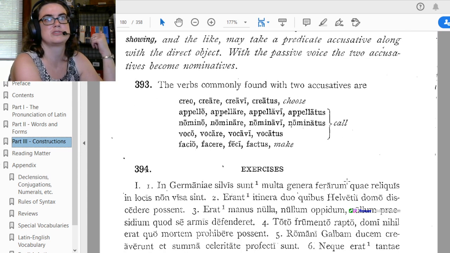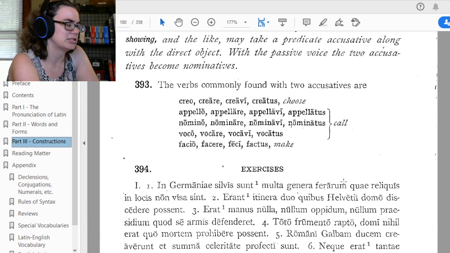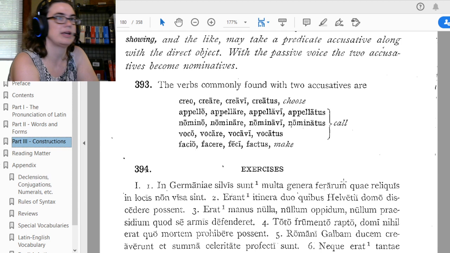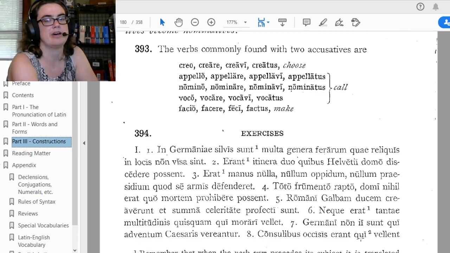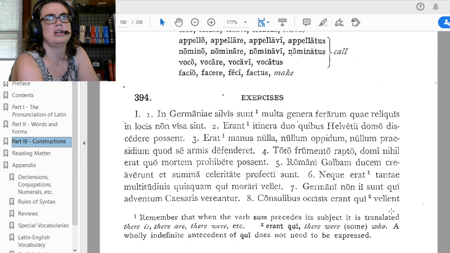So commonly used verbs: creo, creare, creavi, creatum, to create, which they're translating as choose, which is an interesting translation. I would not. But anyway, I dub thee jester. Exactly. You would use the verb nomino for that. I nominate thee, I name thee jester. Appello and voco also use call. And then facio if you're making somebody a certain position. So not too bad.